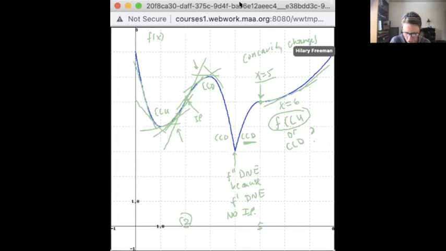So the concavity is changing from concave down to concave up. And so yes, we do have an inflection point when x is equal to 5. So let me know what questions you have about that.